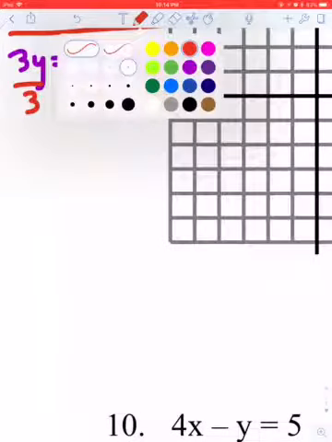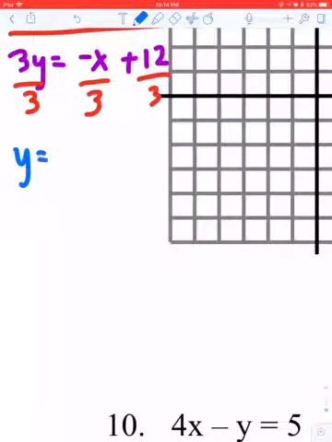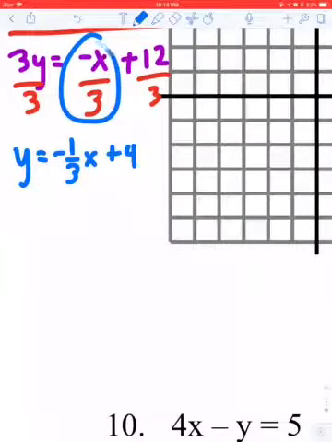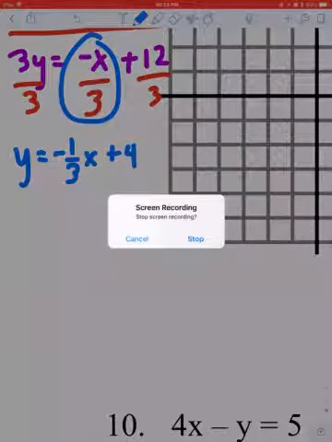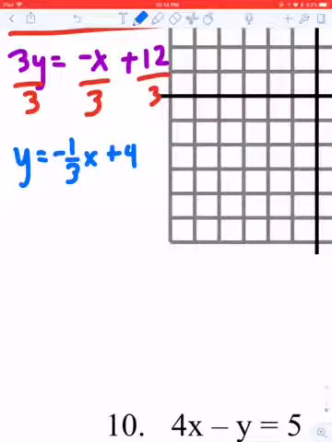So then I get y is equal to, so negative x divided by 3, that's just negative 1 over 3x. And then 12 divided by 3, that's positive 4. So this part will confuse you a little bit, but just remember that in front of the x is a 1. So you can rewrite this as negative 1x. So that's how I get the 1/3.